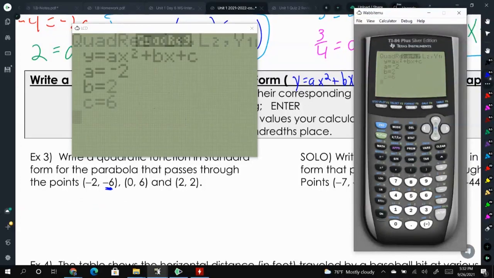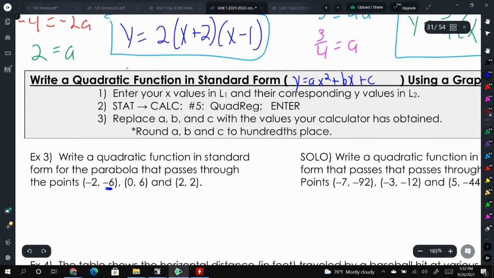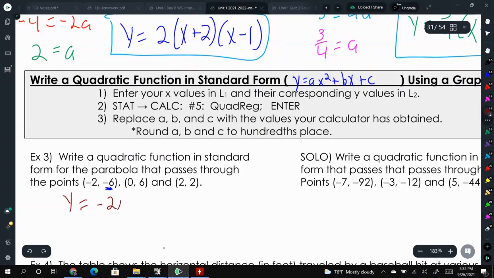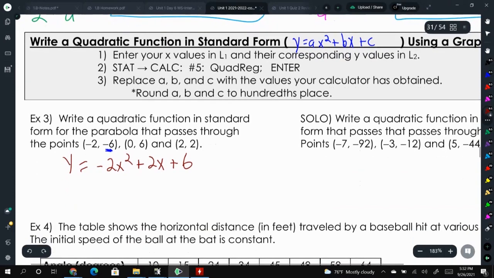And then calculate. So you see it says ax squared plus bx plus c, and it gives us our a, b, and c values. So that means my equation is going to be y equals negative 2x squared plus 2x plus 6. And that's our answer.